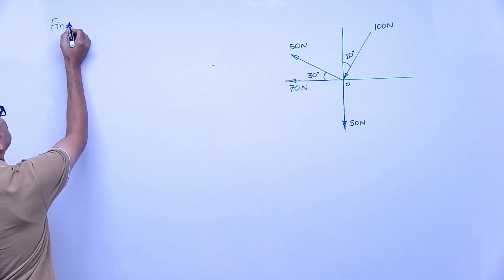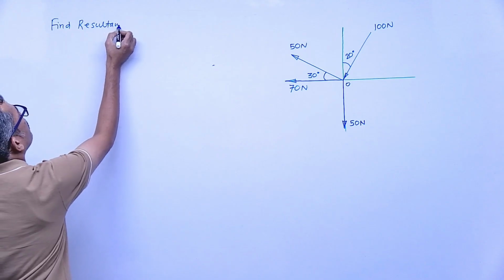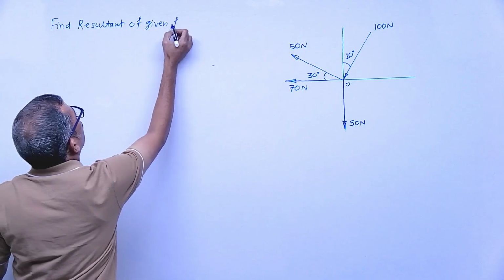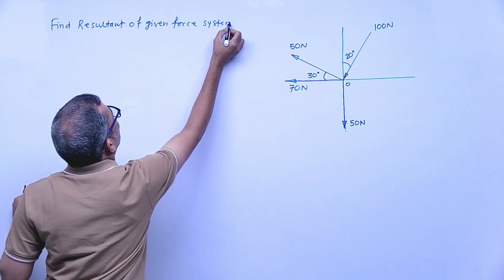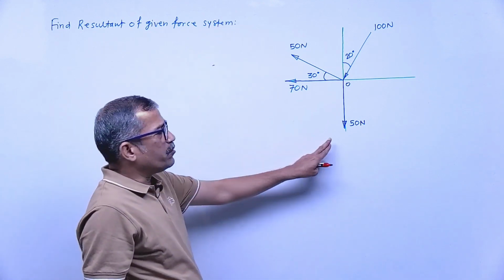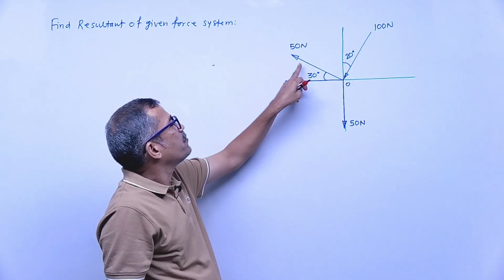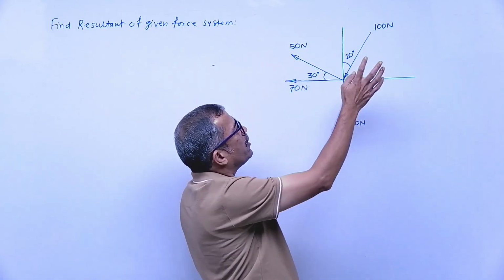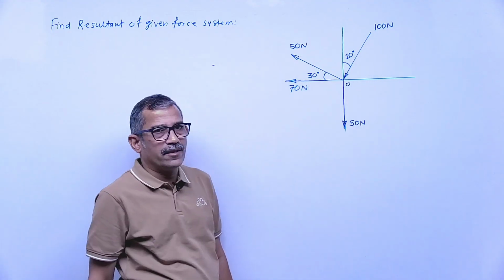Find the resultant of the given force system, right? How many forces are there in the given force system? 50 Newton downward, 70 Newton leftward. This 50 Newton is inclined at an angle of 30 degrees with horizontal, and this 100 Newton is inclined at 20 degrees with vertical, right?